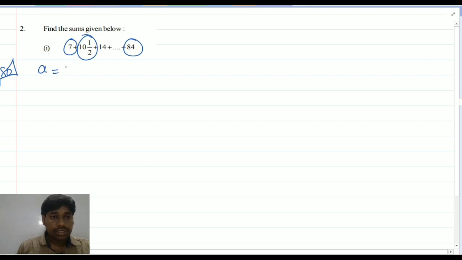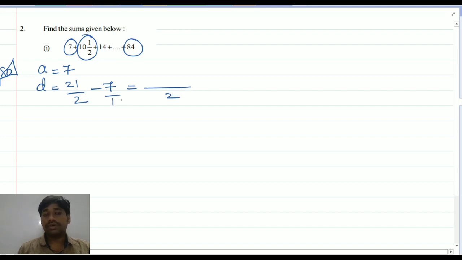So what we can do is, first term is 7, the common difference is 10, 2 2s are 20, 20 plus 1 is 21 by 2 minus 7. LCM is 2. So 21, because 2 into 1 time, next 1 into 2 times, 2 sevens are 14. So we will get the common difference as 7 upon 2. Common difference we got it.